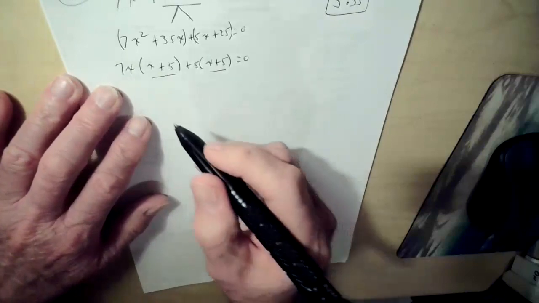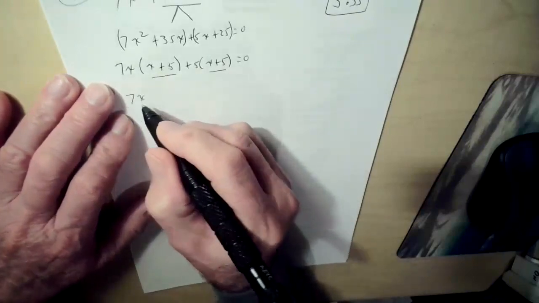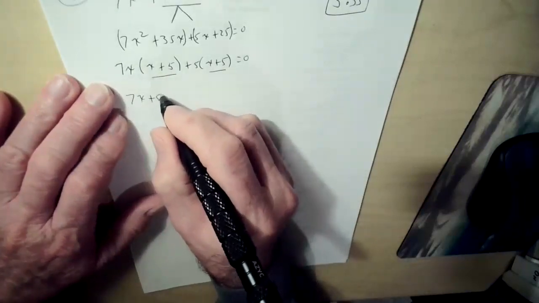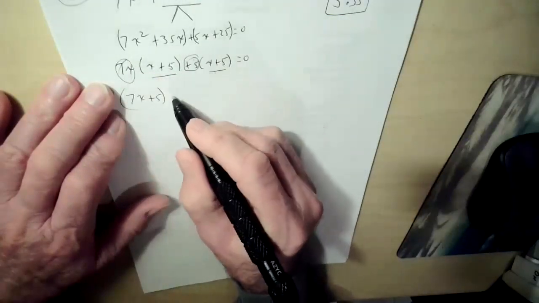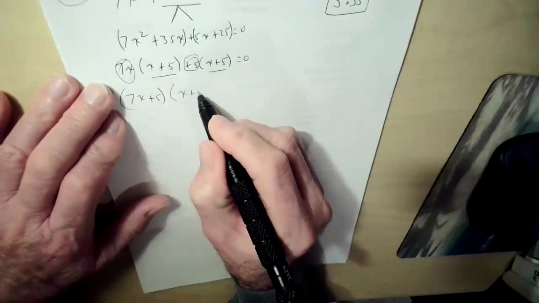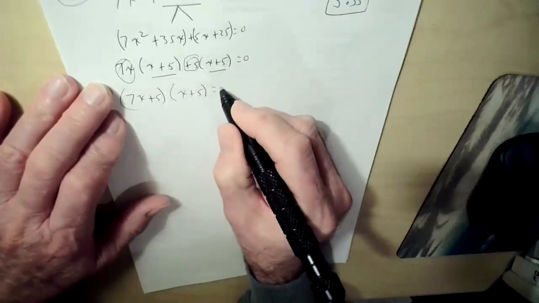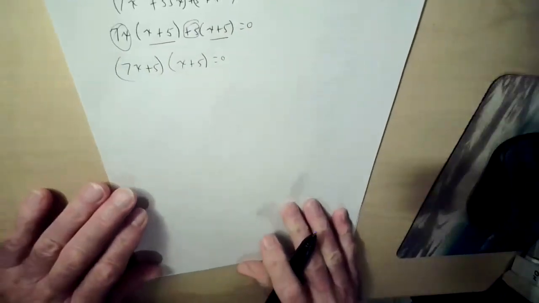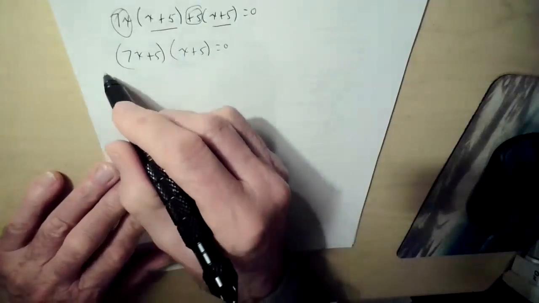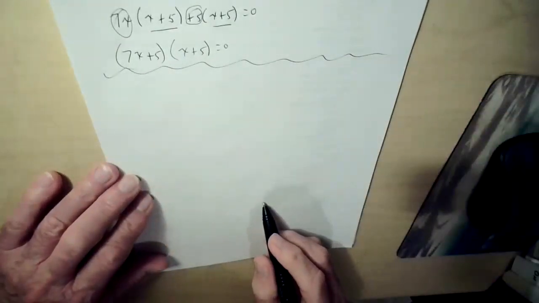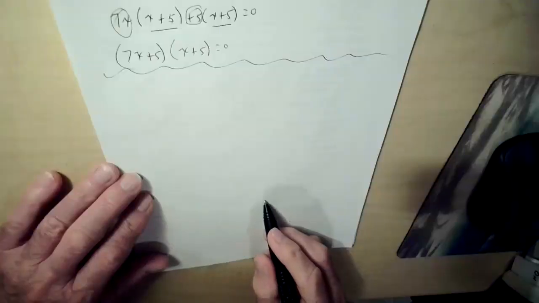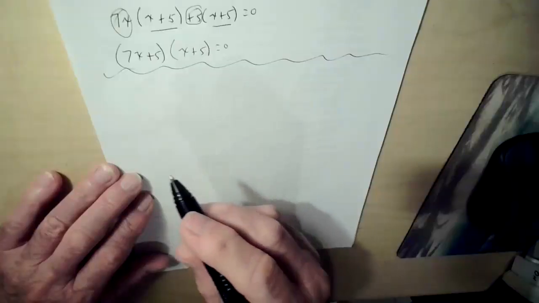Okay, now remember, these have to be the same. If they are not, something's gone wrong. So we have 7x plus 5, okay, this and this, times x plus 5 equals 0. Okay?